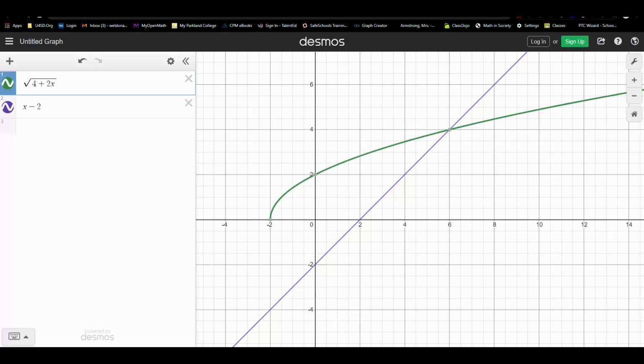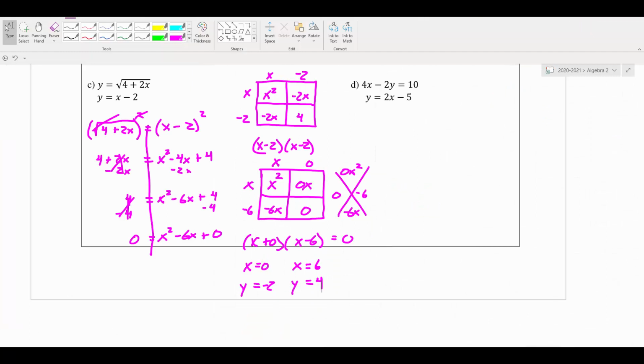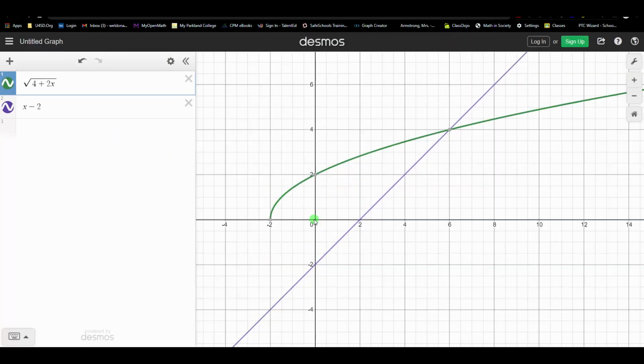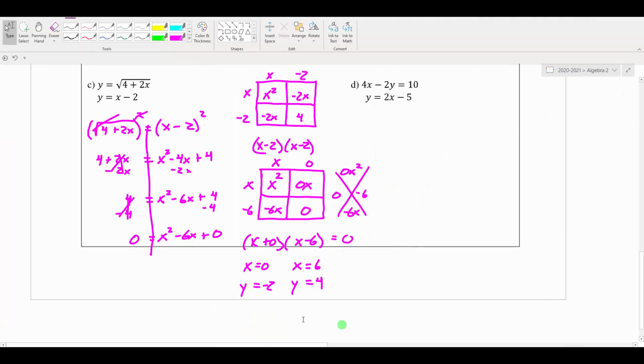The other solution, which was supposed to be at 0, negative 2, you'll notice that here at 0, the lines do not intersect. All right, so there is no solution at 0, negative 2. So what I'm going to do is take this solution, x equals 0, y equals negative 2, and make sure that I mark it as extraneous. Okay, so that one is an extraneous solution. This one is a good solution.